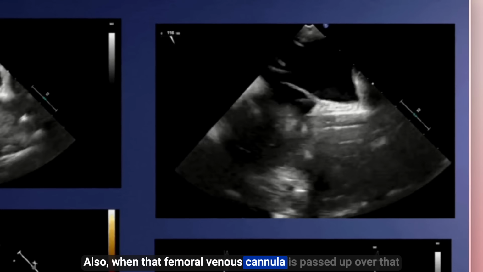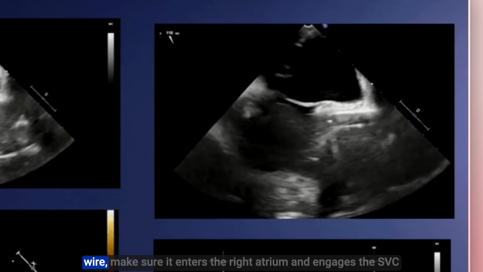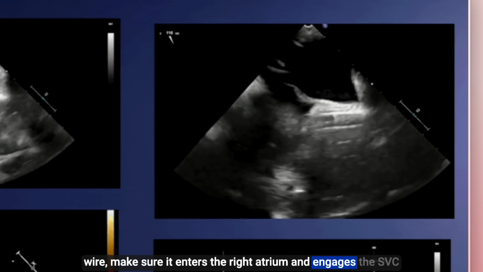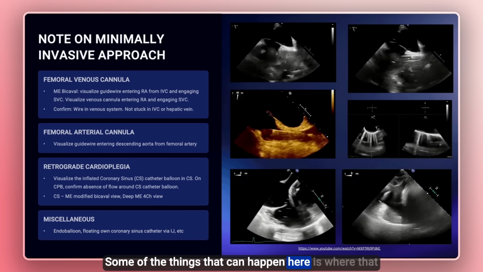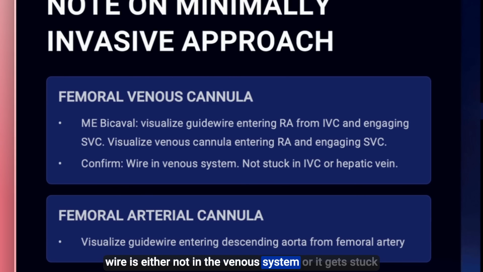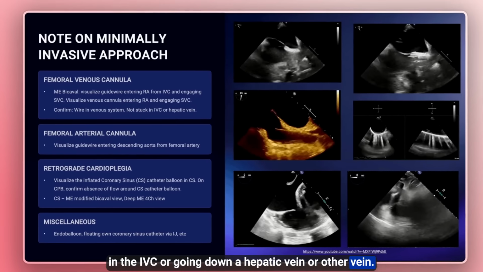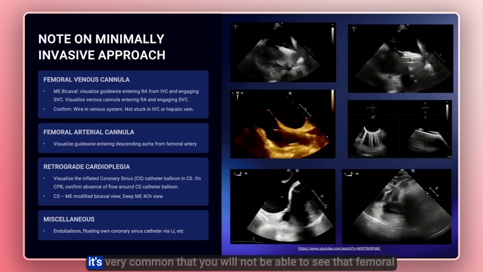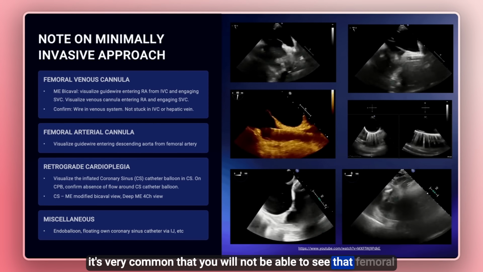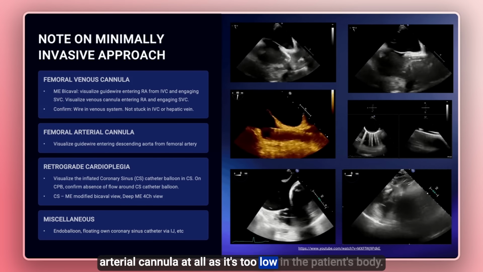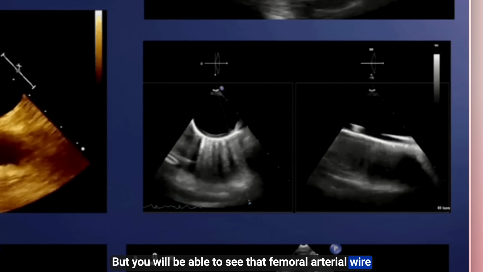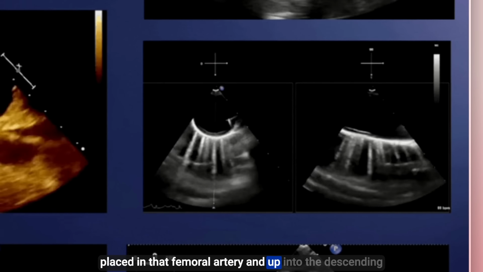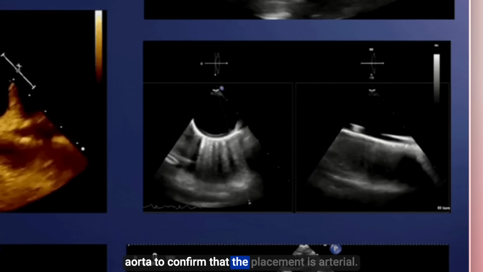Also, when that femoral venous cannula is passed up over that wire, make sure it enters the right atrium and engages the SVC and does not enter any of those structures we just mentioned. Some of the things that can happen here is where that wire is either not in the venous system or it gets stuck in the IVC or going down a hepatic vein or other vein. When helping guide the femoral arterial cannula placement, it's very common that you will not be able to see that femoral arterial cannula at all as it's too low in the patient's body, but you will be able to see that femoral arterial wire placed in that femoral artery and up into the descending aorta to confirm that the placement is arterial.